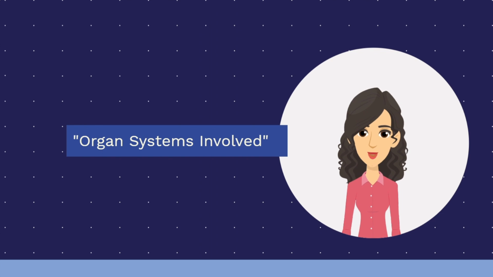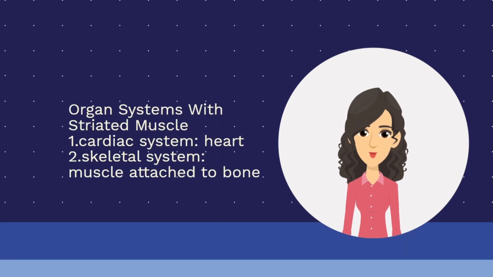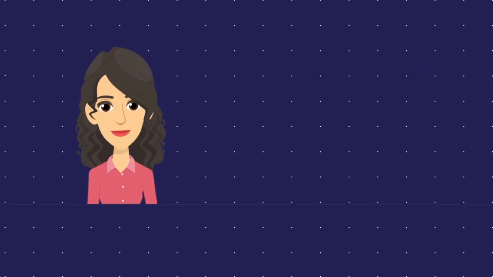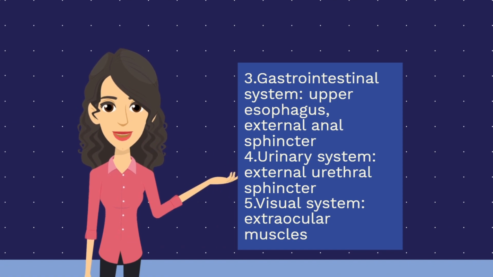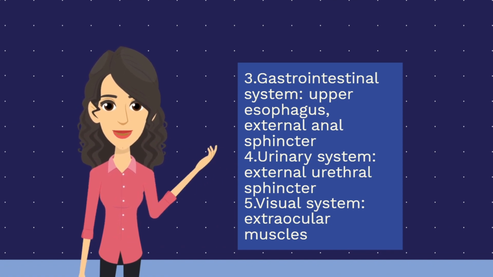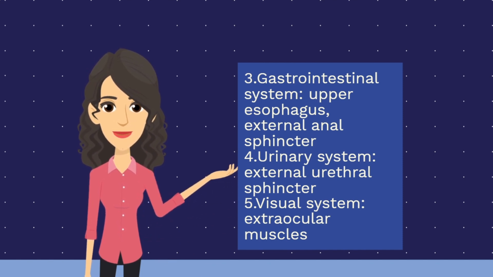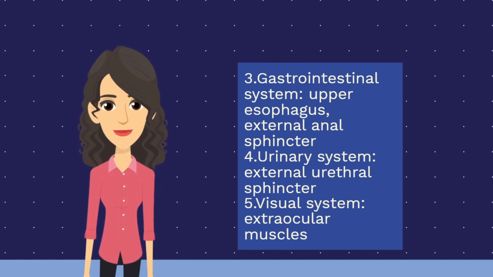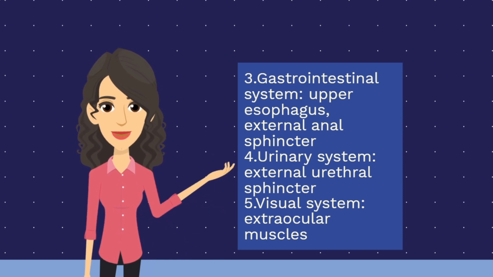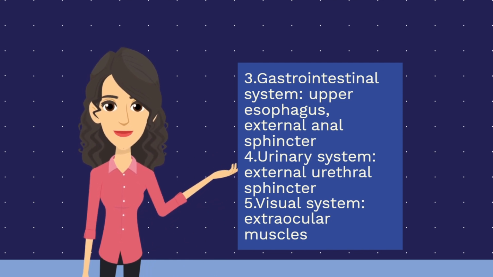Organ systems involved. Organ systems with striated muscle. 1. Cardiac system, heart. 2. Skeletal system, muscle attached to bone. 3. Gastrointestinal system, upper esophagus, external anal sphincter. 4. Urinary system, external urethral sphincter. 5. Visual system, extraocular muscles.